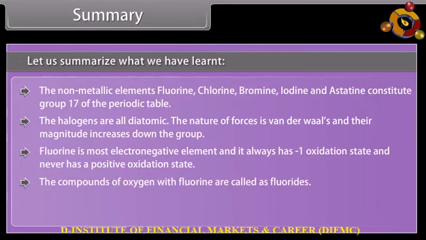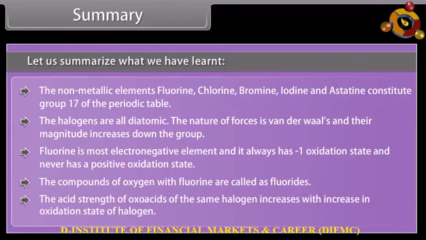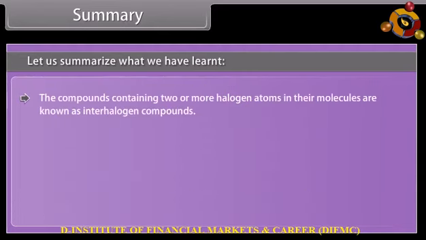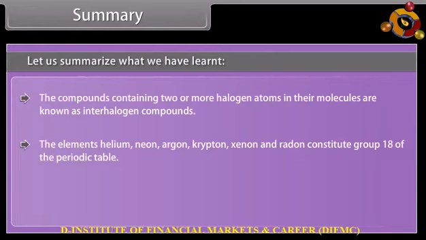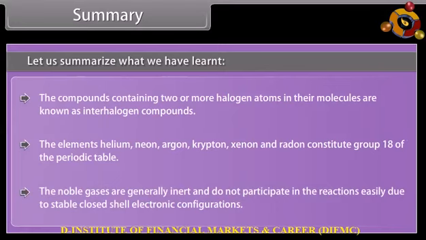The compounds of oxygen with fluorine are called fluorides. The acid strength of oxoacids of the same halogen increases with increase in oxidation state of halogen. The compounds containing 2 or more halogen atoms in their molecules are known as interhalogen compounds. The elements helium, neon, argon, krypton, xenon and radon constitute group 18 of the periodic table. The noble gases are generally inert and do not participate in reactions easily due to stable closed-shell electronic configurations.